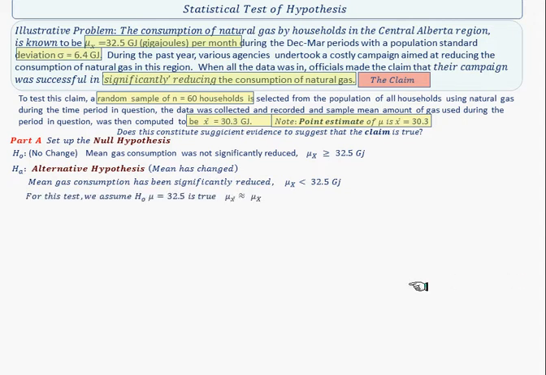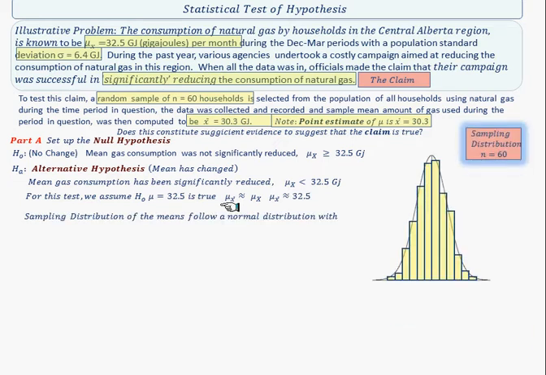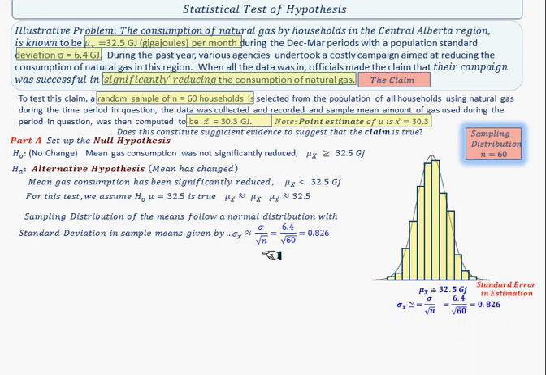Now for this test, we assume that H naught is true, that the mean is somewhere around 32.5. And this means that the distribution of sample means is normal, with a mean central tendency of 32.5 gigajoules. The standard deviation is given by the standard error on the screen here, 0.826, and that is the standard error in our estimation, and that's the 68% region about the population mean.